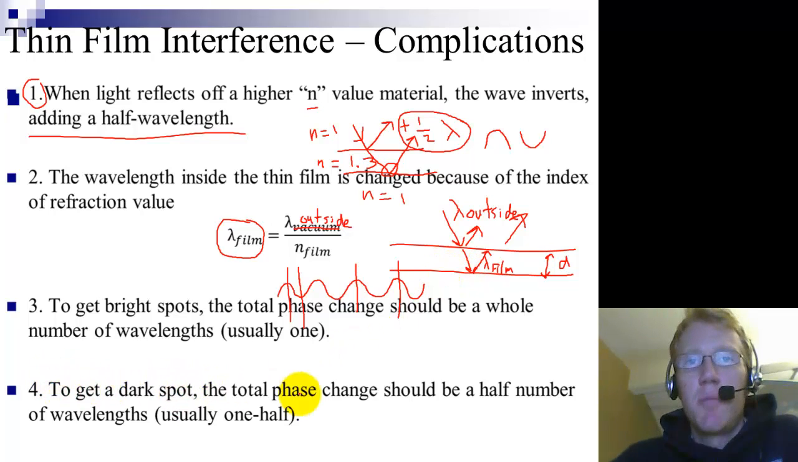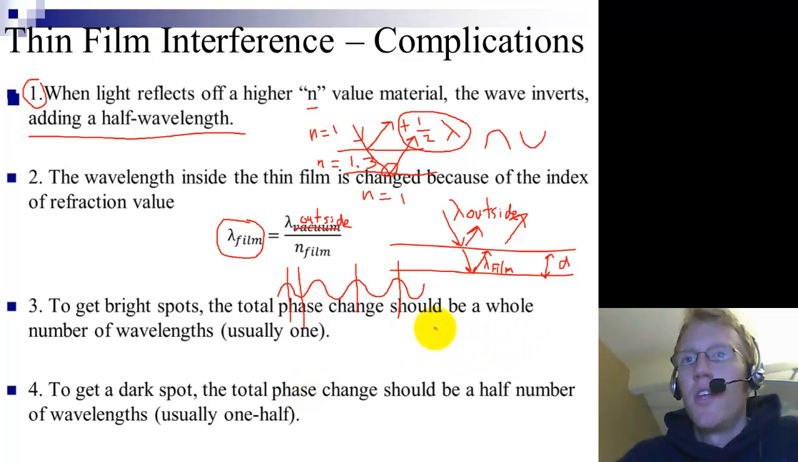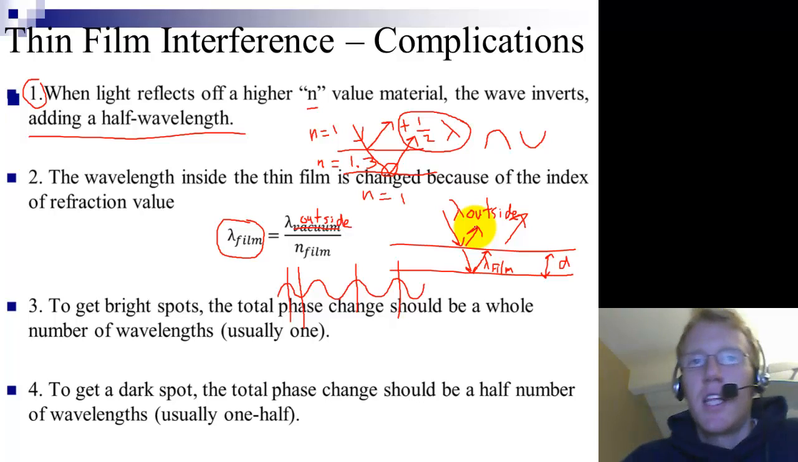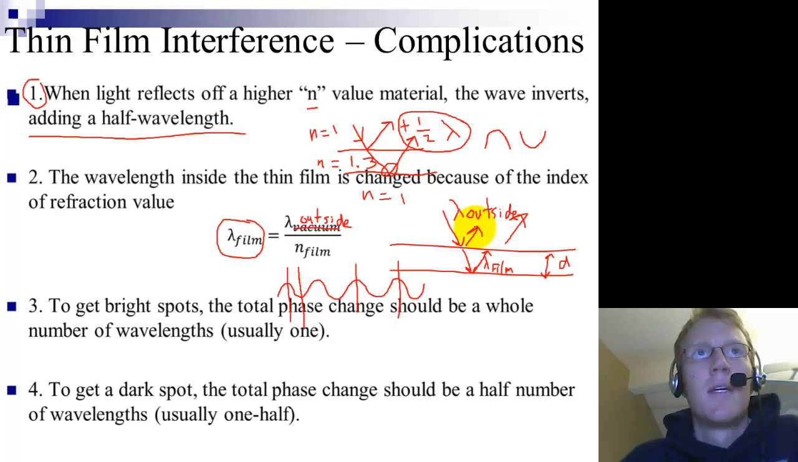Lastly, to get a dark spot, the total phase change needs to be off by 1/2 a number of wavelengths. So on the way in, maybe it's coming out at an even number of wavelengths, and after bouncing through the film and coming back, it's now like 3.5, and this is 3. Then they're out of sync by exactly 1/2 a wavelength. The max of one will meet the min of another, and they'll cancel out.